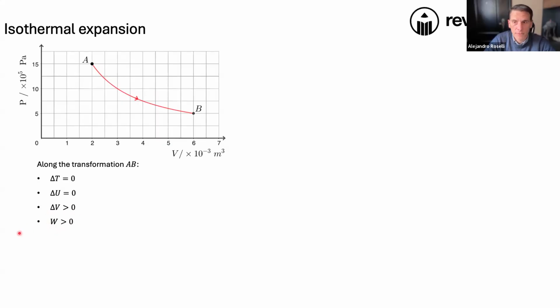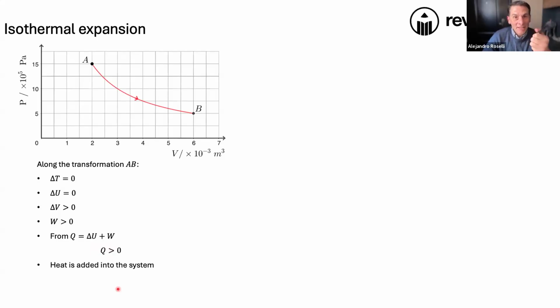W should also be positive. So let's go back into the first law of thermodynamics. We have no variation in internal energy and a positive amount of work being done by the gas. So what we get is that from the first law of thermodynamics, this one being zero, W being positive, heat is positive, Q is positive, which means that heat is added into the system.